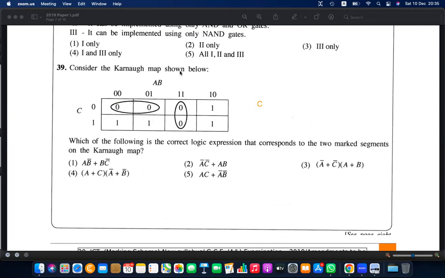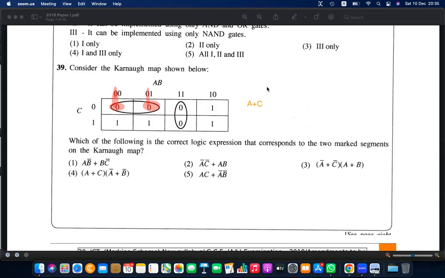Here also C is 0. At both points, C is 0. This point also, C is 0. So C can be taken as a variable, it's a constant. And here you can see A is 0, and here also A is 0. For both, A is 0. So A can also be taken as a variable. So you get this as A or C. Because when you are considering this K-map, if zeros are grouped, then it is OR. If ones are grouped, then it is AND.